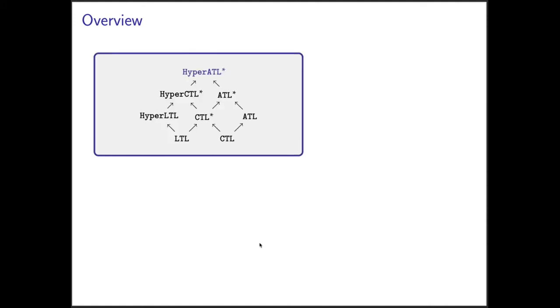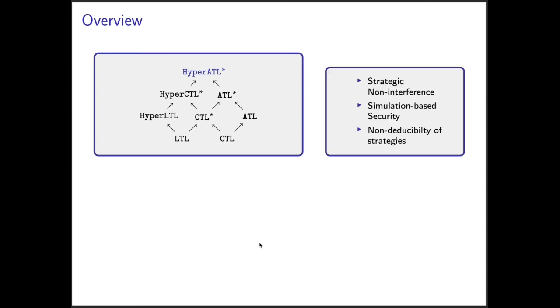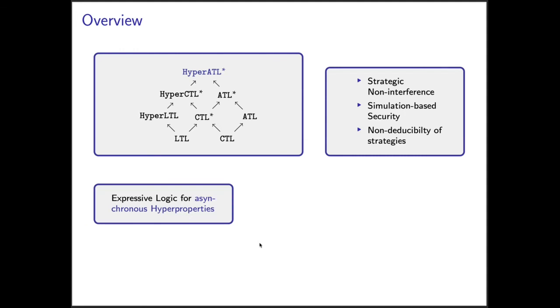For once, we show that it is very expressive, subsuming both existing hyperlogics such as hyper-LTL and existing logics for reasoning about multi-agent systems. We show that it is useful for expressing various security properties such as simulation-based security or non-deducibility of strategies. We also show that it is very useful for expressing asynchronous hyperproperties, so properties where the systems do not progress in a synchronous manner.